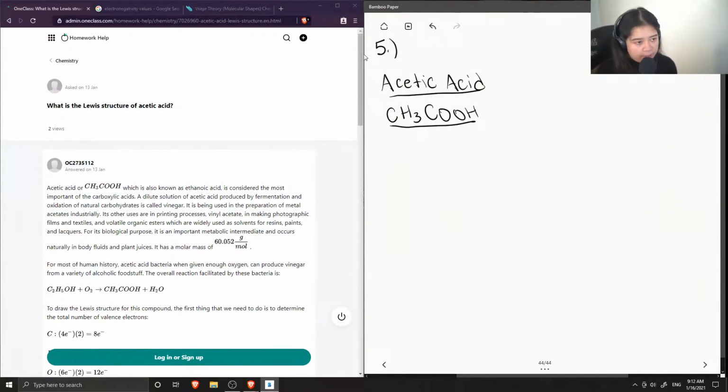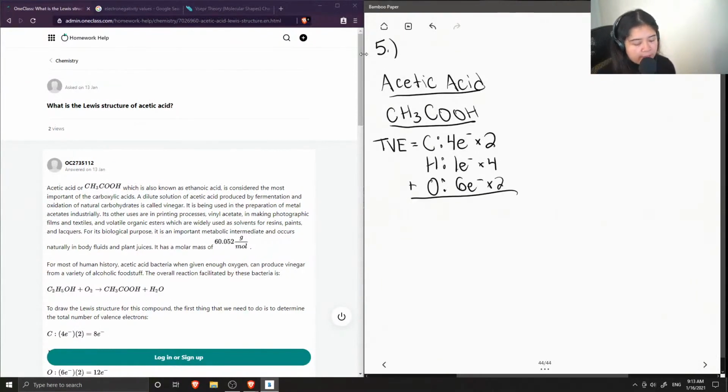So first, let's find out the total number of valence electrons for this compound. Carbon has 4 valence electrons, and there are 2 carbon atoms. Hydrogen has 1 valence electron, and there are 4. And lastly, oxygen has 6 valence electrons, and there are 2 oxygen atoms, so we add that up as well. And when we sum up all of the values, we end up with a total valence electron count of 24 valence electrons.